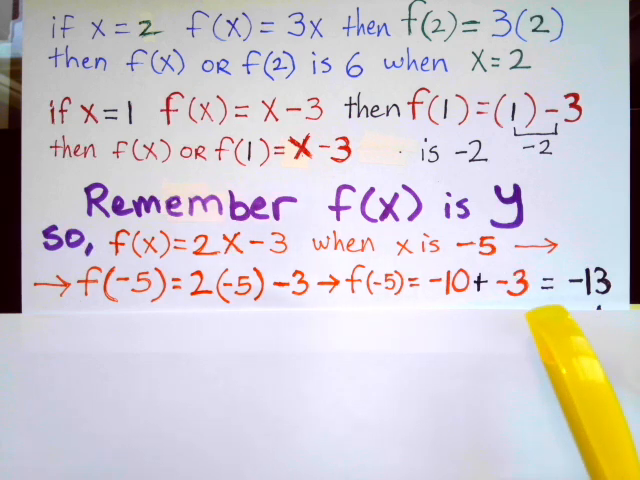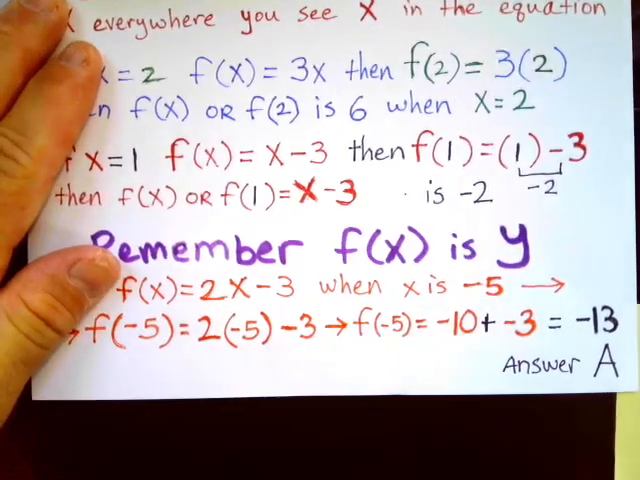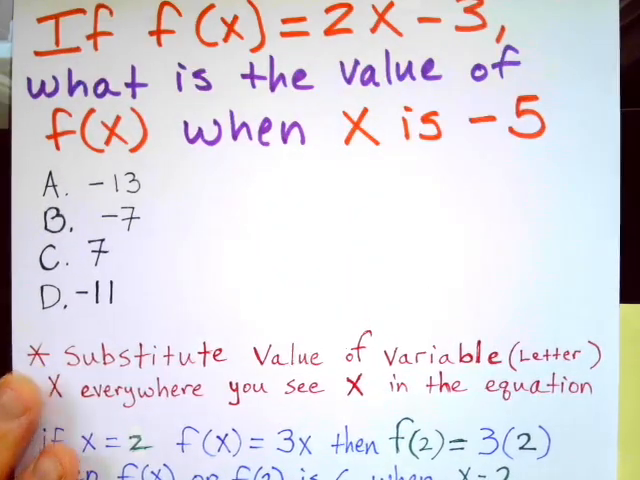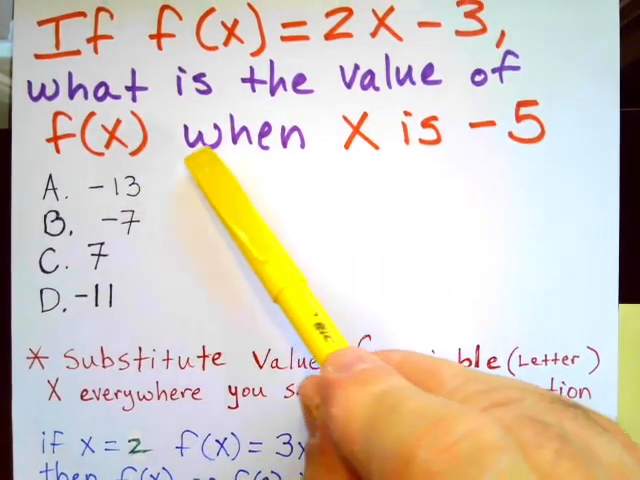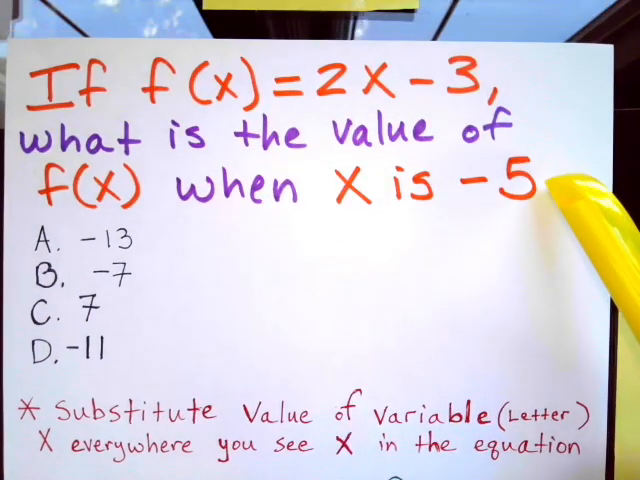And if this is confusing, please check out my videos on PEMDAS, or order of operations. Also check out the videos I've created on adding, subtracting, multiplying, dividing integers. Integers are just positive and negative values. That's all that is, right? So check out my videos. Here, when I simplified, I got a negative 13. Let's go ahead and take a look. Answer is A. Answer is a negative 13 when x is negative 5.